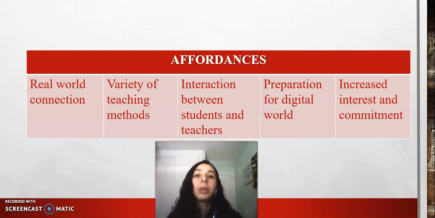At the same time, we are preparing our students for the digital world that we are living in now, and with this we can increase their interest and their commitment to the subject and their own learning.